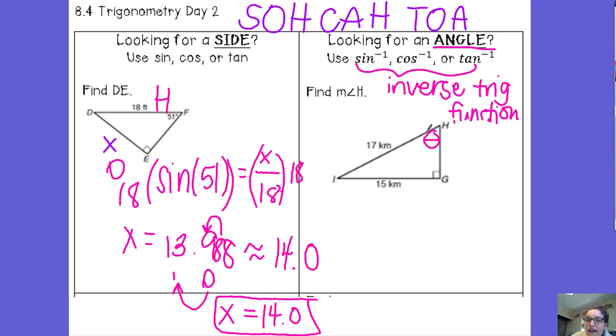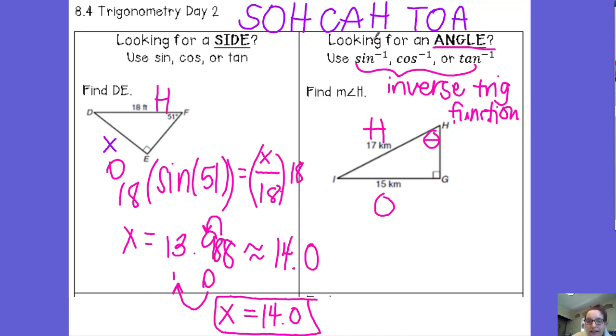So if I'm looking for angle H, 15 is the opposite side. 17 is across from the right angle. 17 is the hypotenuse. So this is very similar. I know the opposite and the hypotenuse based off this angle. So I'm going to use sine because sine is the trig function that relates opposite and hypotenuse. However, because I'm looking for an angle, I'm not using sine, I'm using sine inverse.